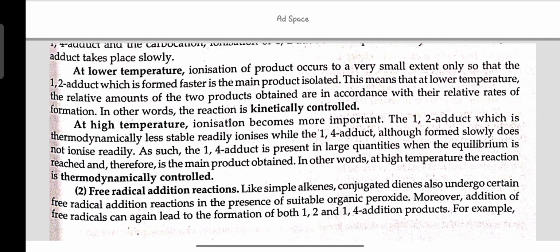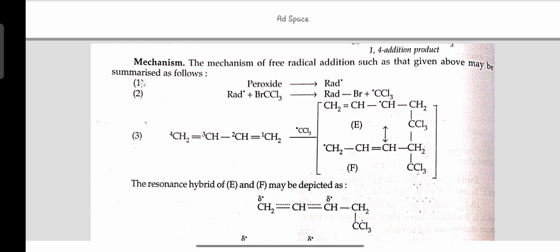Second, free radical addition reaction. Like simple alkenes, conjugated dienes also undergo free radical addition reaction in the presence of suitable organic peroxides. Moreover, addition of a free radical can again lead to the formation of both 1,2 and 1,4 addition products. For example, the mechanism of free radical addition, such as that given above, may be summarized as follows.